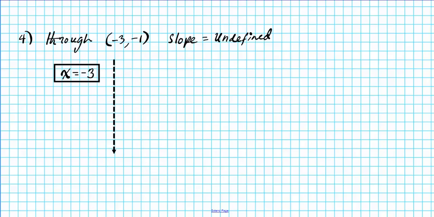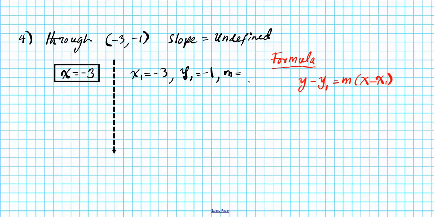So if you want to do it the long way, we're going to use the same formula as we used for the previous example, and that's y minus y1 equals m times x minus x1. Okay, so here x1 is -3, y1 is -1, and then our slope is basically any undefined number. What makes a number undefined? Any number divided by 0 is undefined, okay? So let's just say 1 over 0, that works.